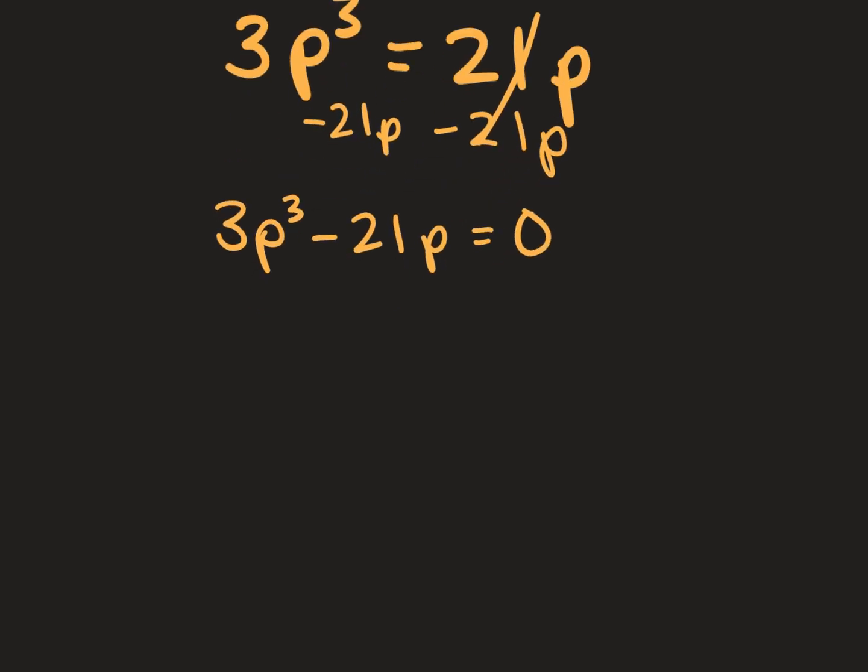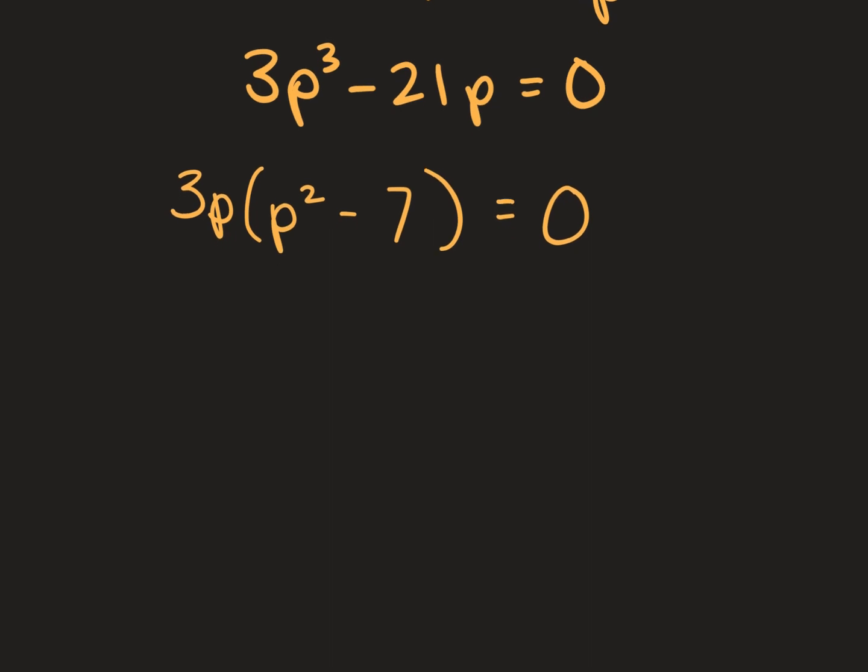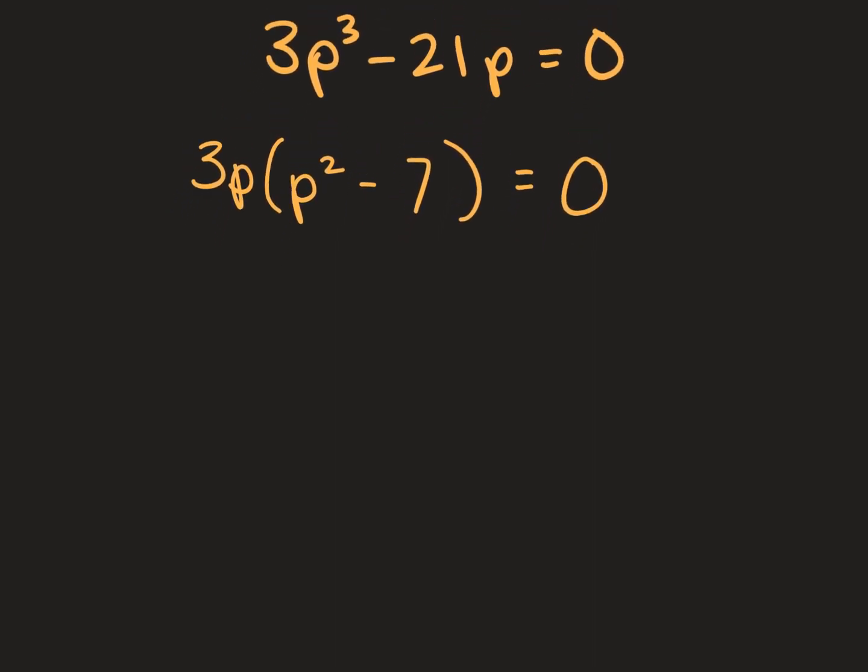Now how would I factor here? Take out the GCF. What's our GCF? 3p. And then we're left with p squared minus 7. Can I factor p squared minus 7? No. 7's not a perfect square, so it doesn't factor anymore. So from here, we just set each one equal to 0. 3p equals 0. p squared minus 7 equals 0.